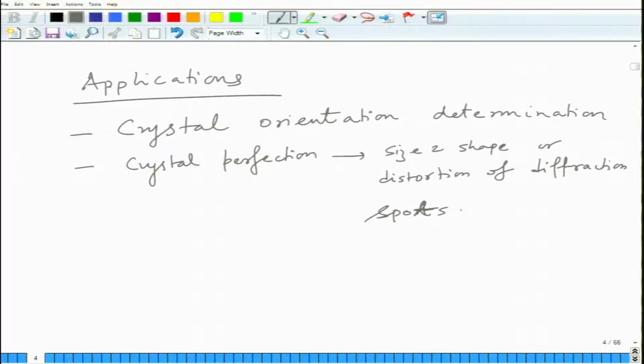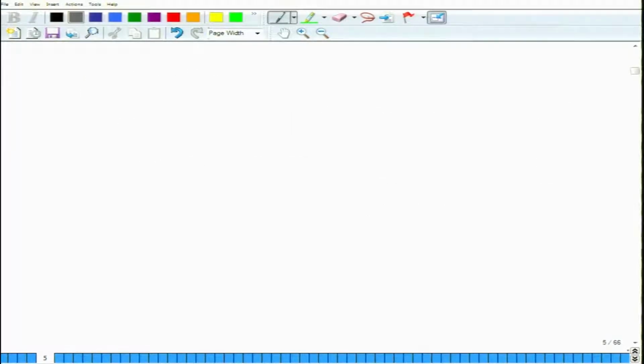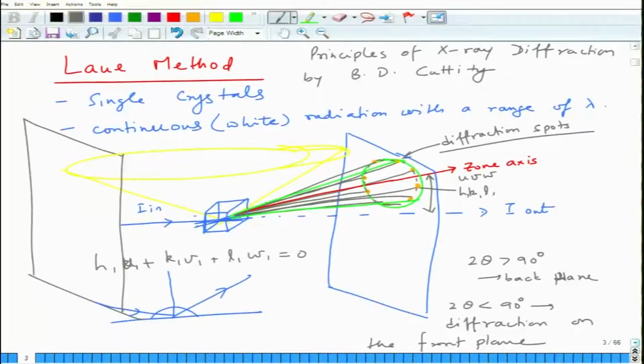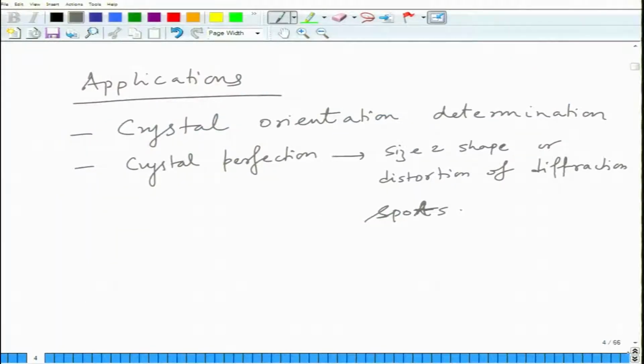All right. So this is the first method that we have here. The second method that we look for is, you can see here these are diffracted beams, right? The angle between the diffracted beam and the I out would always be 2 theta, okay, just like we have in the Bragg geometry, right.